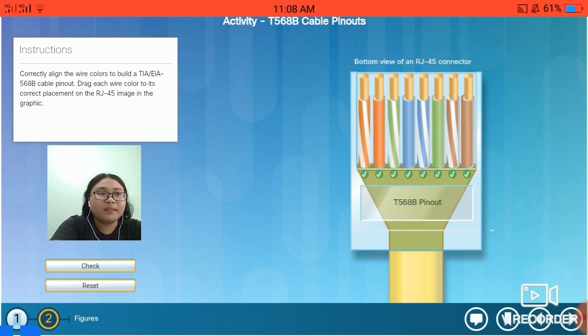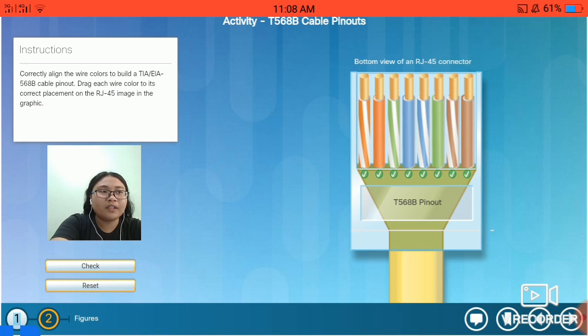T568A and T568B are the two color codes used for wiring 8-position RJ45 modular plugs. Both are allowed under the ANSI, TIA, and EIA wiring standards. The only difference between the two color codes is the orange and green pairs are interchanged.